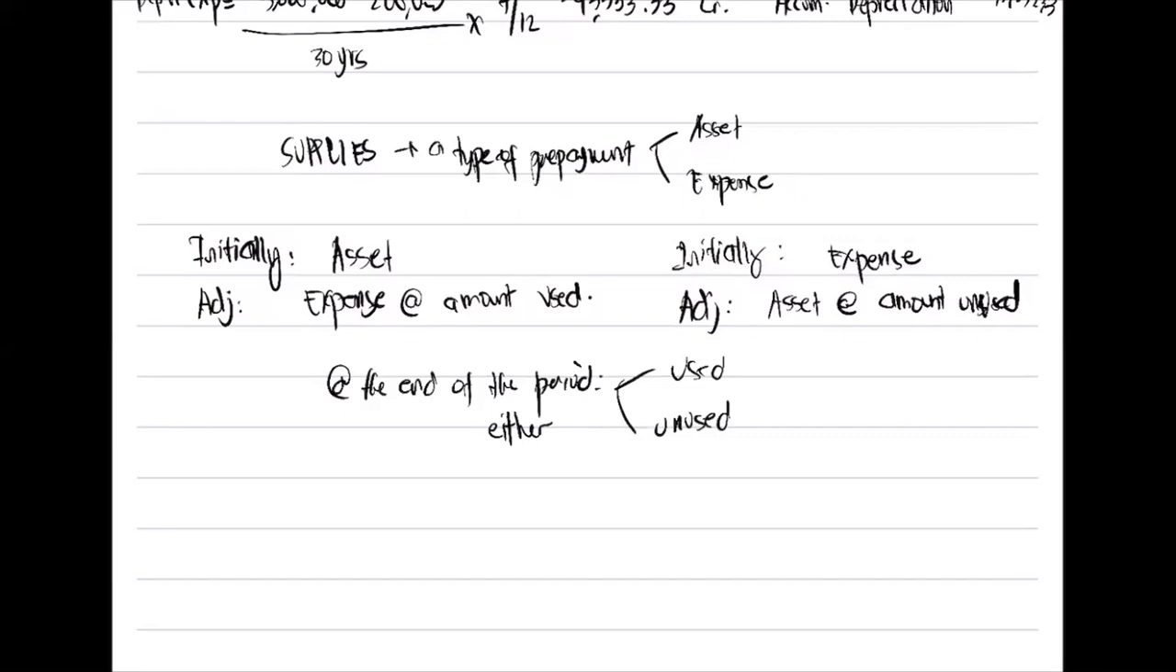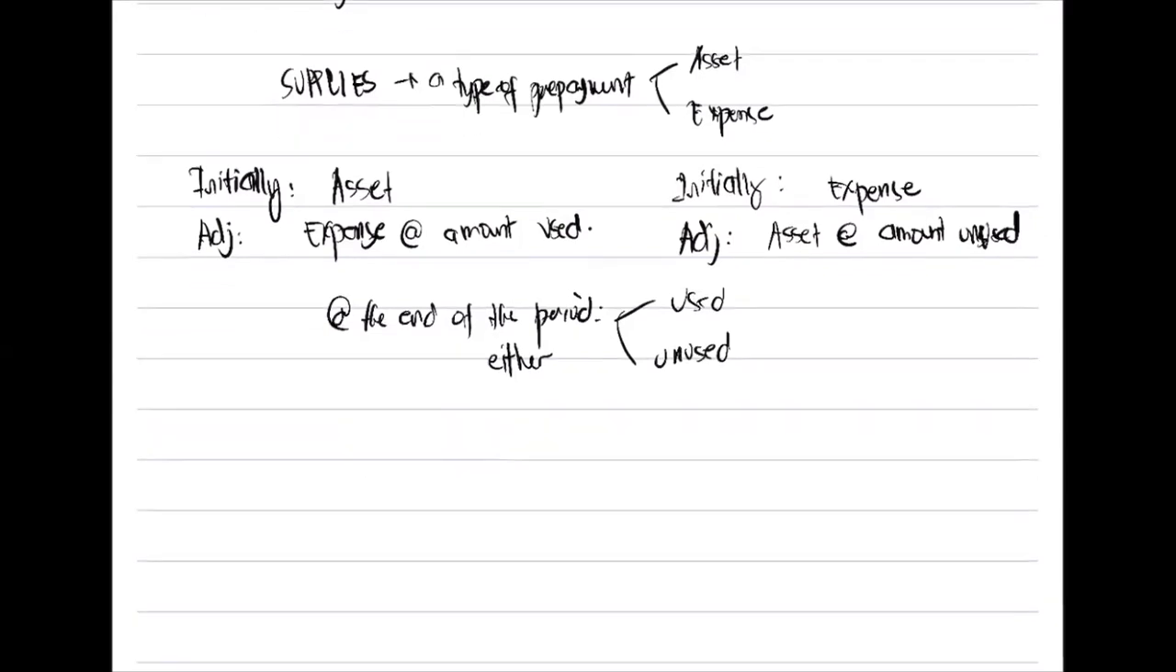Now your problem is, how do you determine the amount used and the amount unused? So at the end of the period, the given is either the use or unused. But we follow this general formula. So what is your general formula for our supplies?